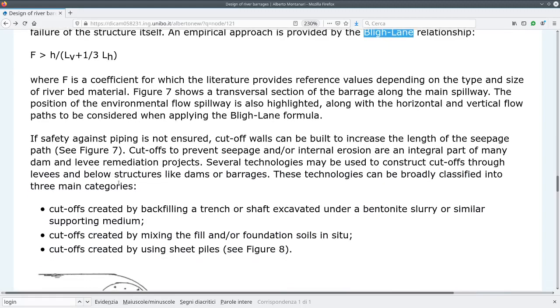That's it. And if safety against piping is not ensured, you just have to increase the depth of your sheet piles.